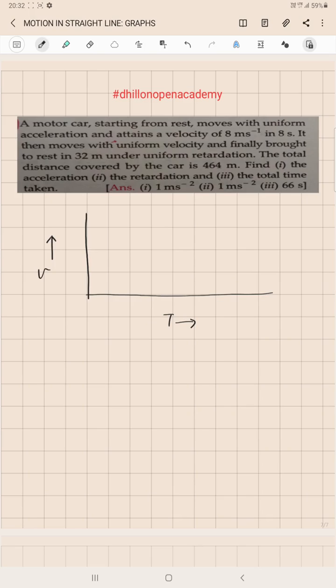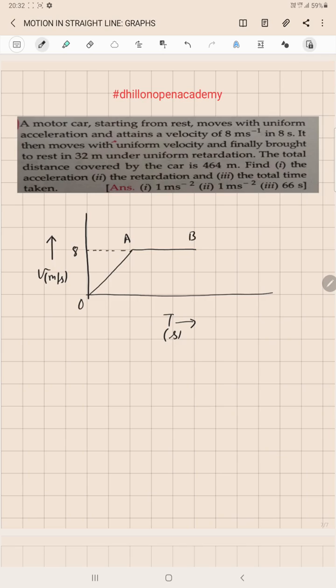First it says that it is starting from rest, meaning initial velocity is 0, and it moves with uniform acceleration, constant acceleration. It means equal increase in velocity in equal intervals of time. That is a graph, a straight line. So the first section of the graph is from point O to A, corresponding to which the velocity is 8 meter per second. Velocity in meter per second, time in seconds. It then moves with constant velocity, uniform velocity. So for a certain time, it moves with the constant velocity.